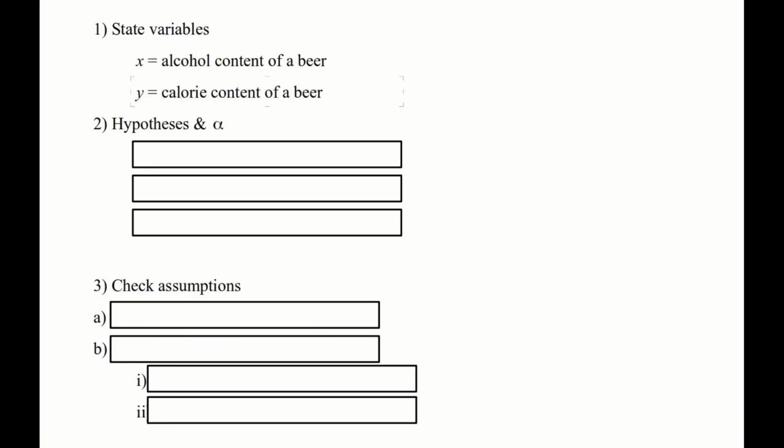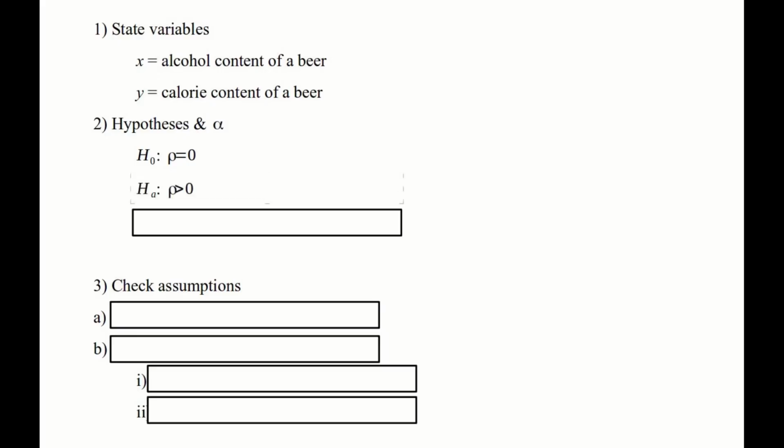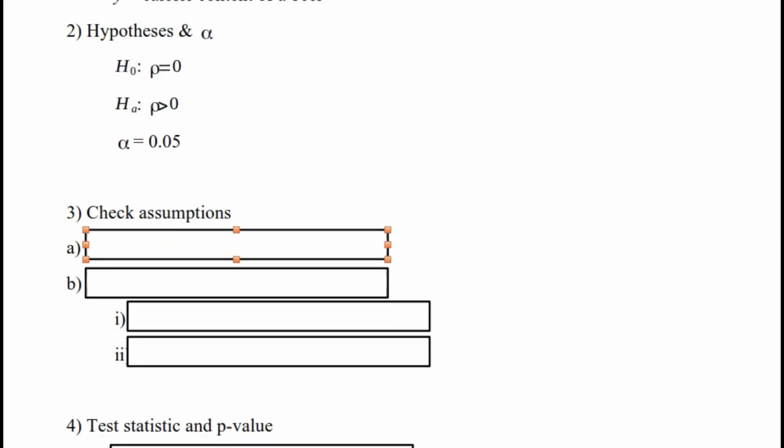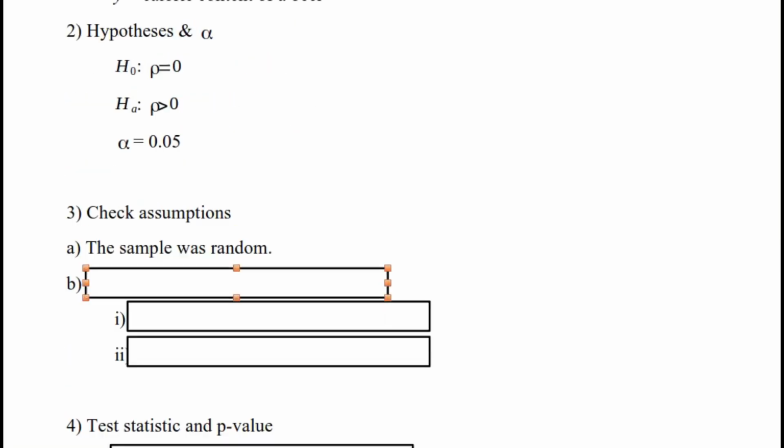Okay, so now we're going to go through and do this using the information from our calculator. First, we're going to state the variables. X is the alcohol content of a beer. Y is the calorie content of a beer. The null hypothesis is that there is nothing to see. There is no linear correlation. That is, rho is 0. We were asked to test whether rho is positive, that is greater than 0, and our level of significance is 5%. We were told that the sample was random, so that's important, the first part.